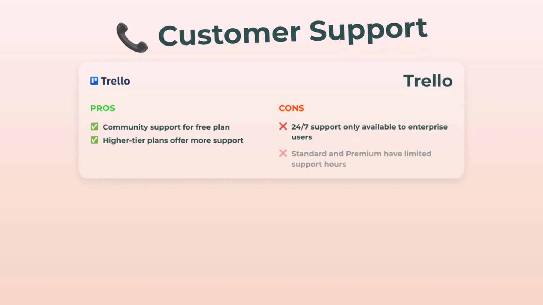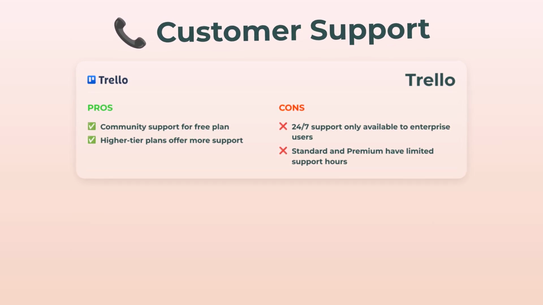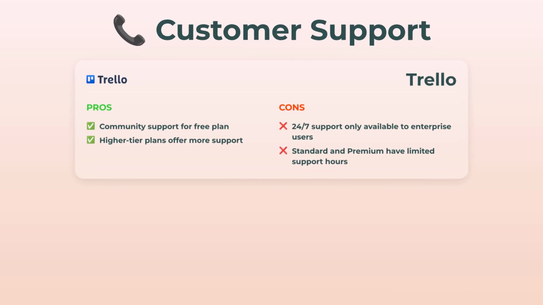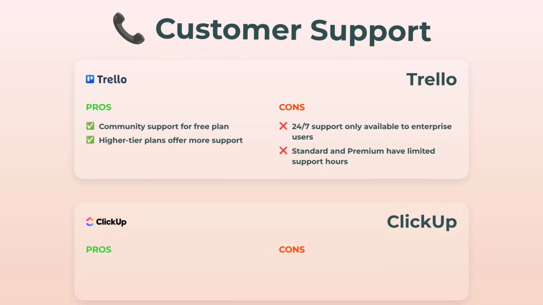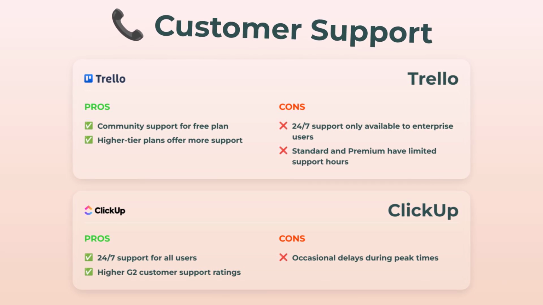Alright, how about customer support? Trello leans mostly on community support unless you're paying for their higher-end plans. If you want actual 24/7 help, you'll need to shell out for enterprise. Standard and premium users kind of get the business hours treatment. With ClickUp though, you get 24/7 support across all tiers. That's gotta be reassuring if your workflow hits a snag at 2 am.